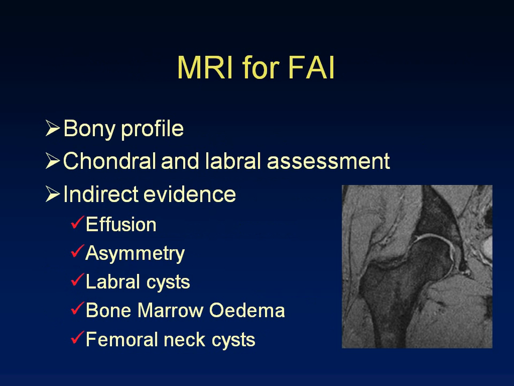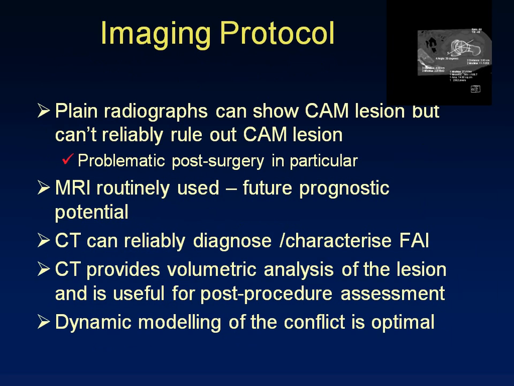We use MRI scan for everybody, but it's not the ideal test in our hands for impingement, so we end up using a combination of CT and MRI scan because they give us different characteristics and help us to get this population sorted out. So plain radiographs can give you the diagnosis, but they can't reliably rule it out, particularly post-operatively if you've got a patient who hasn't got better.